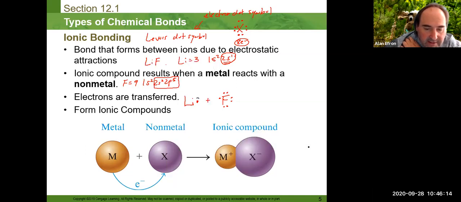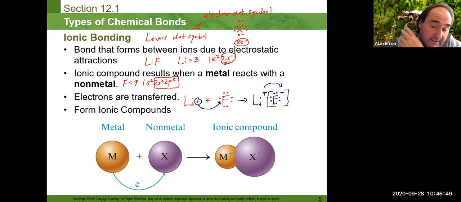So basically this lithium electron here is going to transfer over to our fluorine. And it's at that point, when it does that, that it actually does gain a charge. So the lithium has now lost that electron, becomes positively charged. The fluorine, on the other hand, has now picked up that extra electron. And when it picks up that extra electron, fluorine now becomes negatively charged. And this right here is an ionic compound, but this is an ionic bond.